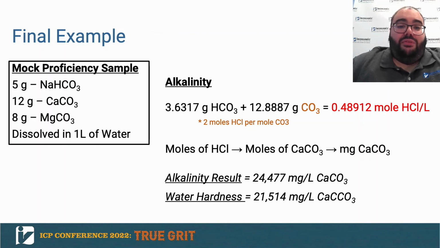Where it can be true, and where it's going to be a lot closer to truth, is if the only thing in this mock proficiency sample had been calcium carbonate. In that case, you can run through the calculations and you will get pretty much the same number for alkalinity and water hardness. It's an interesting way the math works. If your sample is mostly calcium carbonate, you can expect your alkalinity and water hardness to be very close to one another. If you've got other things in the sample besides calcium carbonate, you should expect to see differences in these two values.